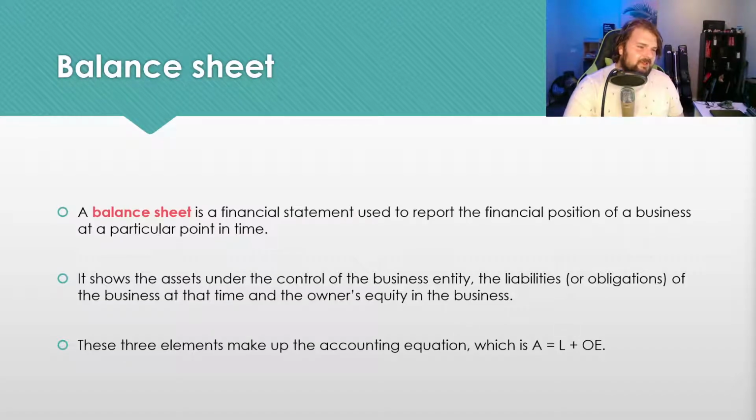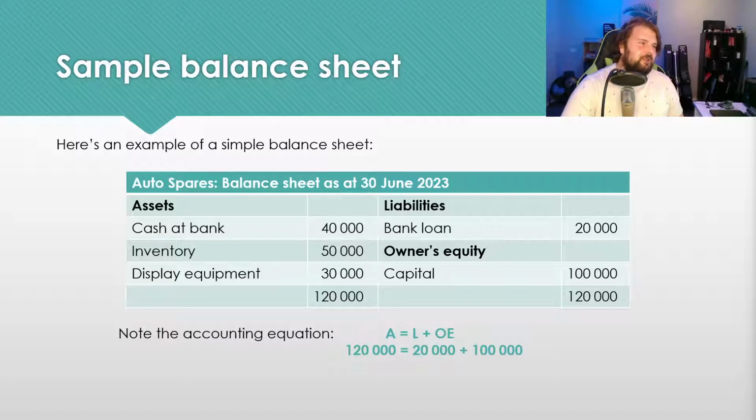So, as an example, let's look at this balance sheet. Here we can see that we have cash at bank. So, we've got cash. We have an inventory of $50,000. That's our stock. And we have display equipment. These could be shelves, things like that. And that all adds up to $120,000. We have a bank loan of $20,000, and we have capital, which would be everything that the owner has put into the business, of $100,000.